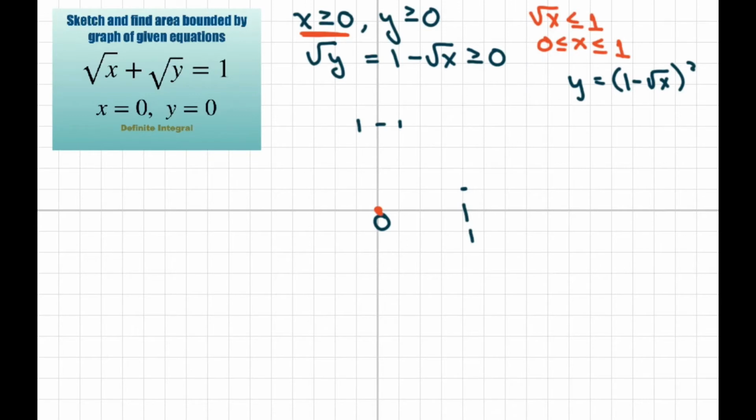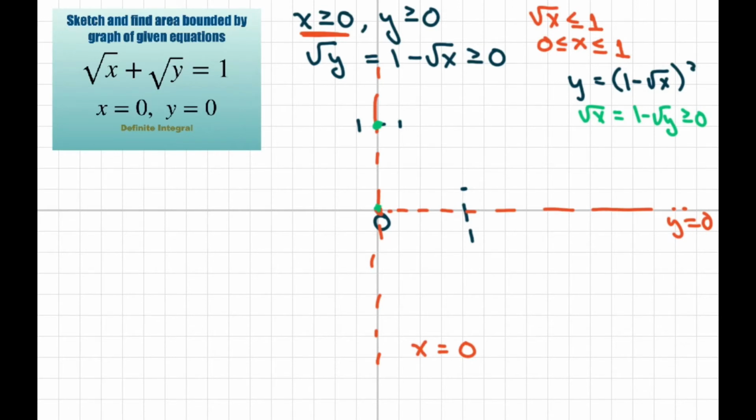So that would be your x. Remember, we're bounded by y equals 0, and this is going to be x equals 0. So we're basically bounded by quadrant 1 here. Now, before we continue on, you could have done the same thing with the x instead. You could have said square root of x equals 1 minus square root of y, and did the exact same thing, and we could have gone from 0 to 1 on the y versus 0 to 1 on the x. You'd still get the same answer.